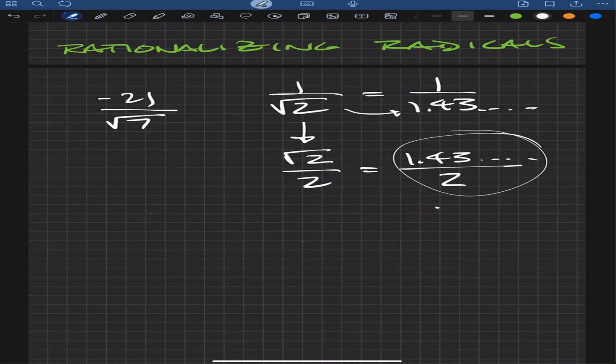This is about 0.7, what is that, 0.715, blah, blah, blah, right? Much easier to do the math in my head. If I had square root 2 over 2, square root 2 divided by 2, it's 1.43, blah, blah, blah, divided by 2, about 0.7, 0.71, 0.72, right? 70%, 71%, however you want to think about it, okay?